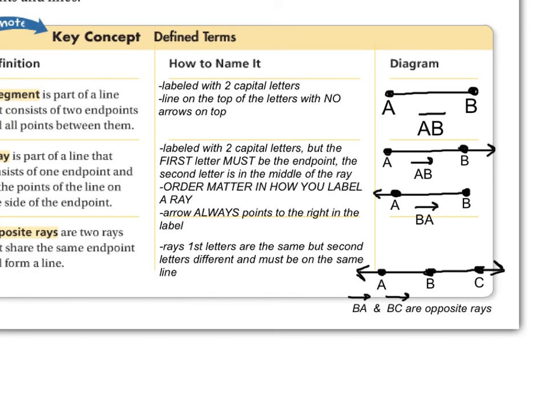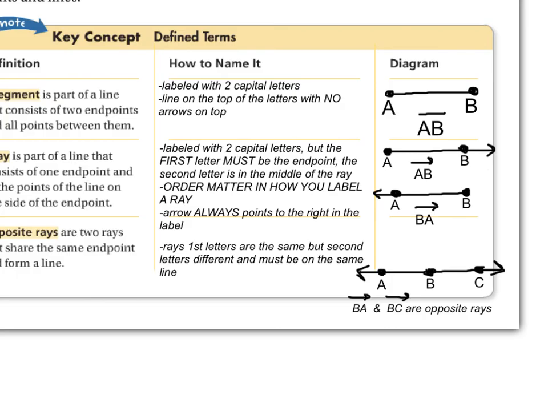So you'll see here I've got a line with 3 letters, A, B, and C. If I start at B as my endpoint and go to C, I could name that ray BC, which is right here. But if I start with B and go the other direction to A, BA is also a ray, and these are opposite rays. Again, their first endpoints are exactly the same, and they end up on the same line. So that's why they're called opposite rays.